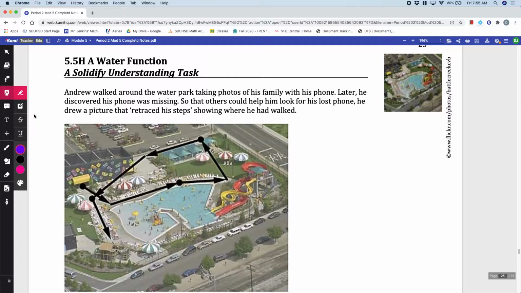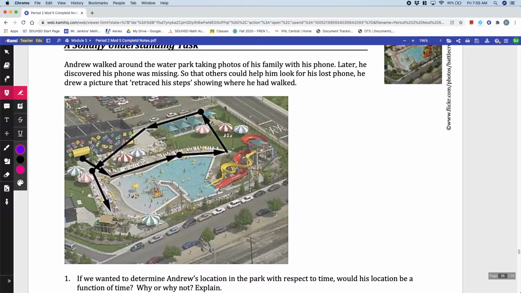So here we go. Andrew walked around the water park taking photos of his family with a phone. Later, he discovered his phone was missing, so that others could help him look for his lost phone, he drew a picture to recreate his footsteps, showing where he walked. So basically, here's the entrance. He walked around, took pictures over here by the benches, over here by the slides, went over here by the canopies, back over here by the parking lot, and then down here, there's a little jungle gym thing.